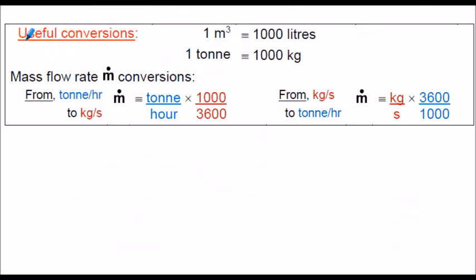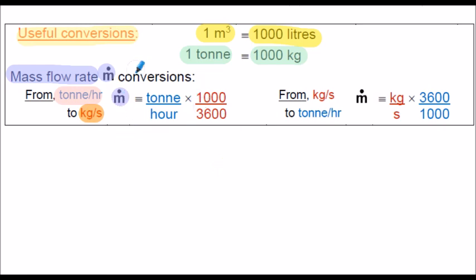Here are some useful conversions that we'll require within some of the problems we're going to consider. For reference, note that 1 meter cubed is equivalent to 1,000 litres. The mass of 1 metric ton is equivalent to 1,000 kilograms, also equivalent to a megagram. And sometimes we'll need to convert mass flow rates, the m dots, between the ton per hour and the kilogram per second. So here's the m dot conversion.